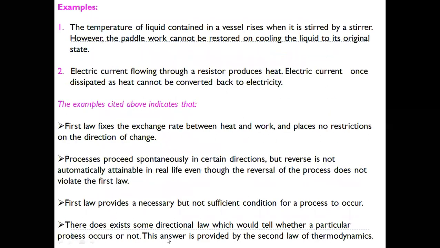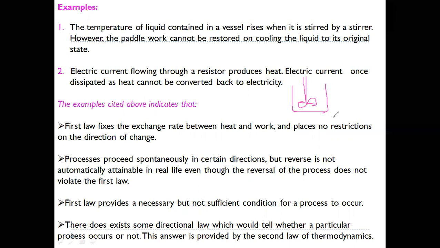Coming to examples of the limitations of the first law of thermodynamics. Take a closed vessel and pour some liquid into it. With the help of a stirrer, stir this liquid. For example, inside the vessel, if you place a stirrer and continuously go on stirring the liquid with it, what happens is the work that is done by the stirrer.